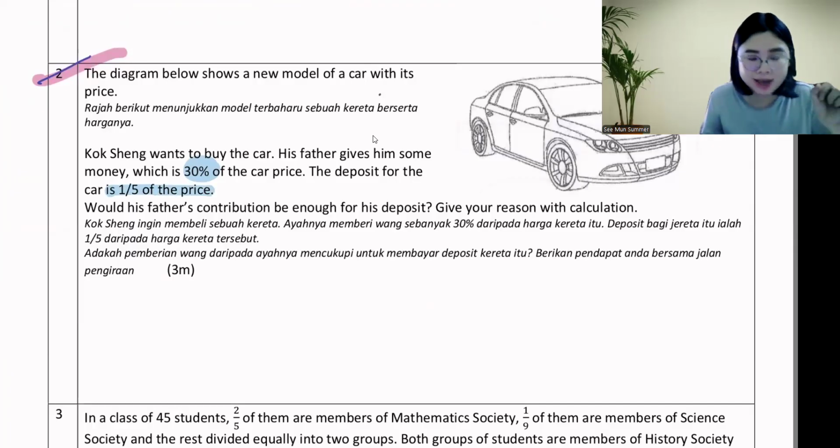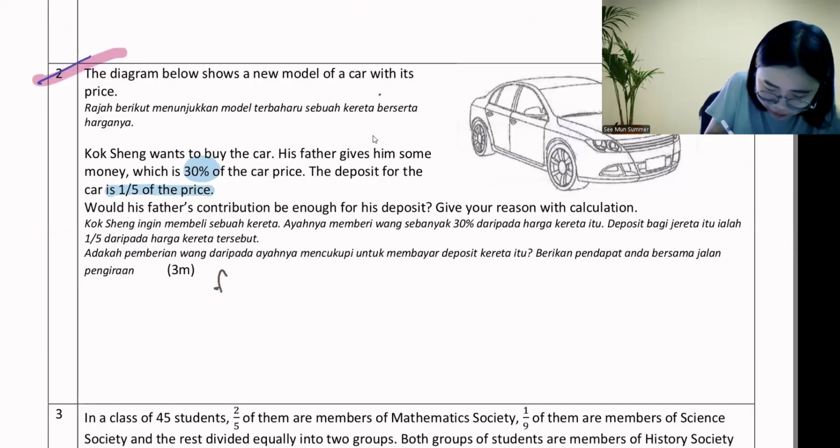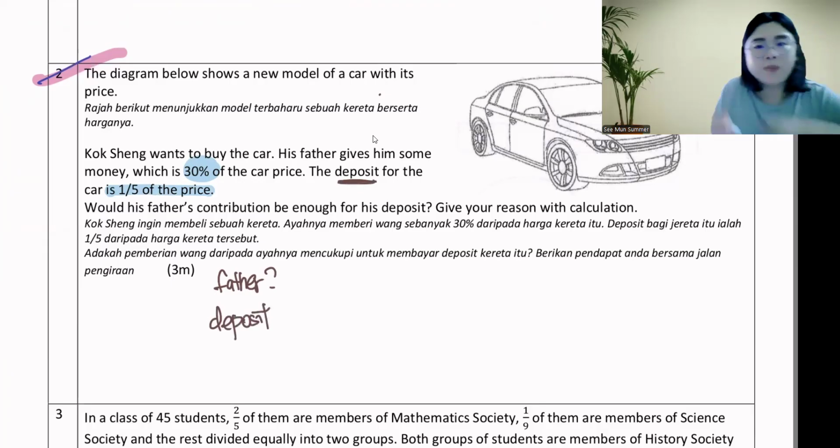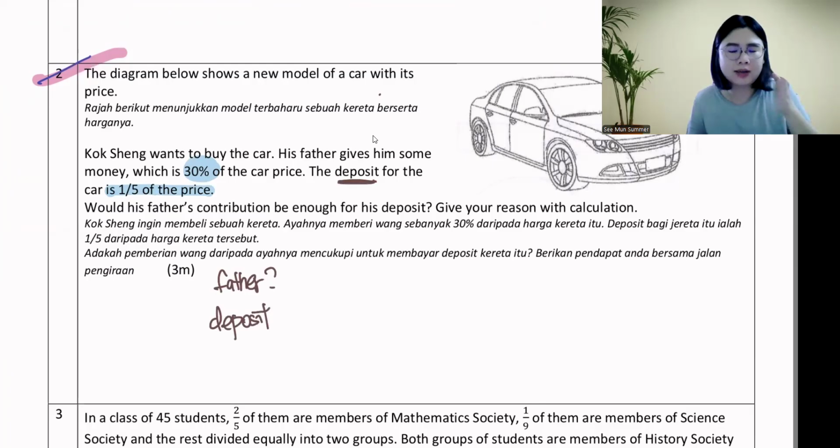Okay, so there are 2 things. Father. How much does father give him? And then how much is the deposit? You know what is deposit? Okay, if you want to buy something that is a large amount of money, like house, like car, normally you need to give deposit first. So pay upfront. Okay, so that later on to reserve the deal. Understand? That's why.